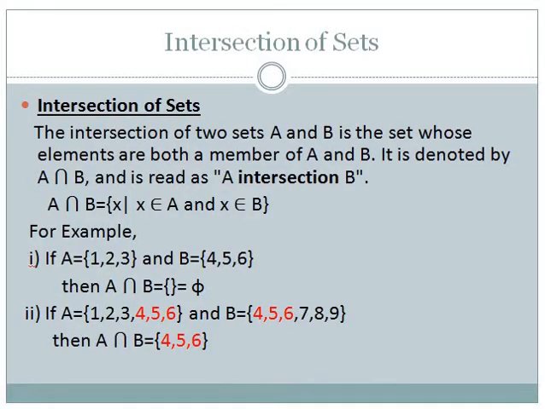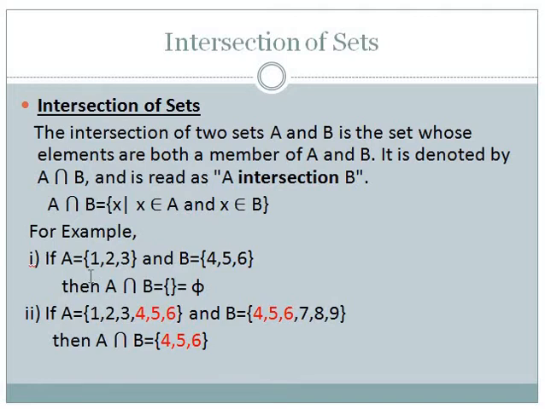Next topic is the intersection of sets. The intersection of two sets A and B is the set whose elements are both a member of A and B. It is denoted by A ∩ B and read as A intersection B. The set representation of A ∩ B is all x such that x belongs to A and x belongs to B. In the union, x belongs to A or x belongs to B. But in the intersection of sets, the member must always belong to both sets A and B.